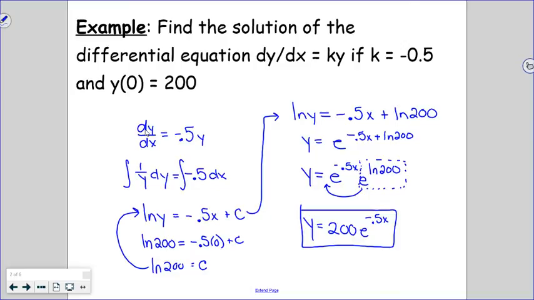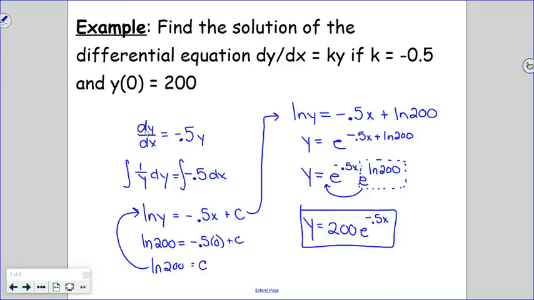So I want you to look at the answer, 200 e to the negative 0.5x, and look at the original information given at the top. Do you see a correlation happening? Okay. Our constant multiplier ended up being the coefficient of the x, right? Our value of y on the initial conditions here ended up being our constant multiplier in front of e. Does that happen every time? It does if this happens.